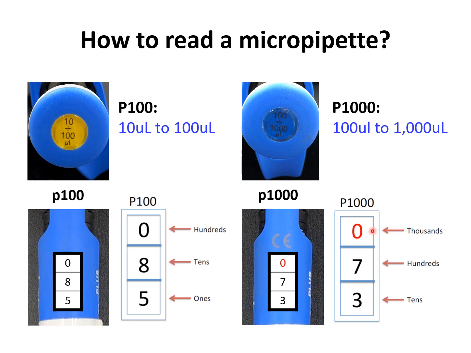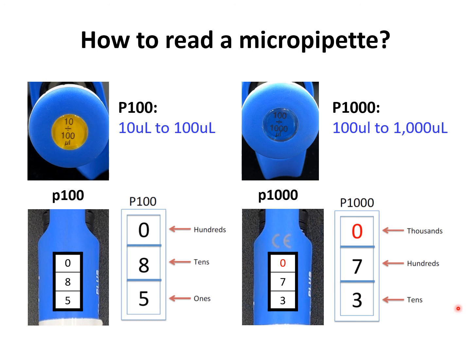Okay, if I set it to 085, would that be 85 microliters like my P100? Nope, it's not going to be 85. It's going to be 850 microliters. Okay, how can I set it to 1,000 microliters? It would be 100. So 100, that would be 1,000 microliters. Okay, how can I set it to 100? 0, 1, 0. That would be 100 microliters.